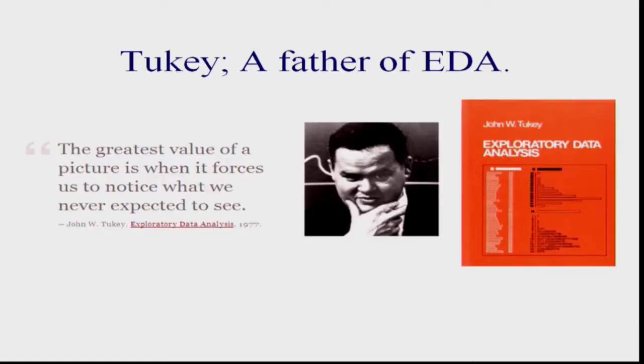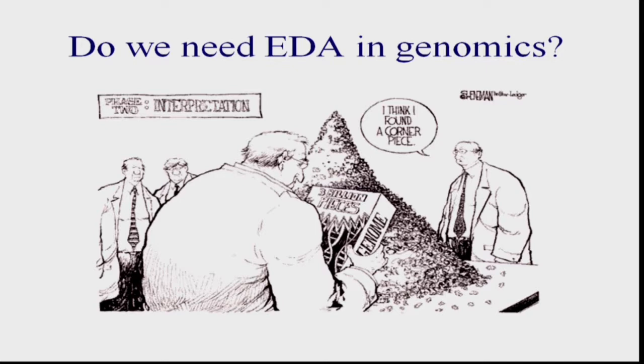And this is just his book, from 1977, which is still in print and has a very good Amazon review. You can buy it for $80 on Amazon. So it's actually pretty impressive that a book from 1977 is still in print.